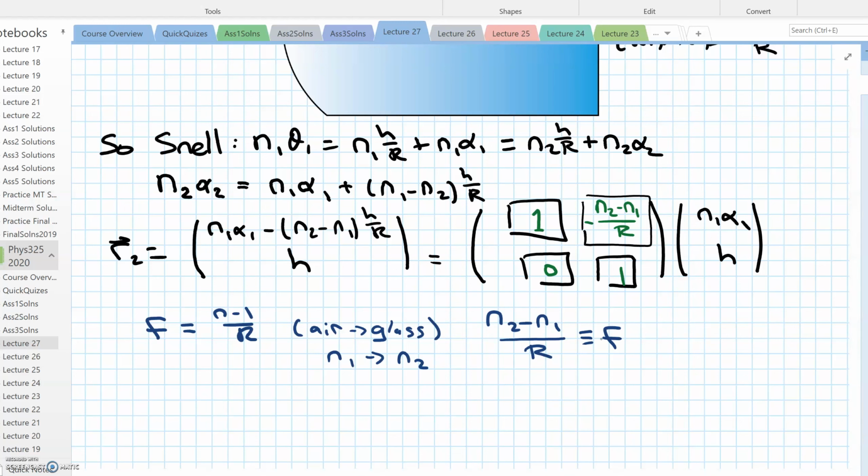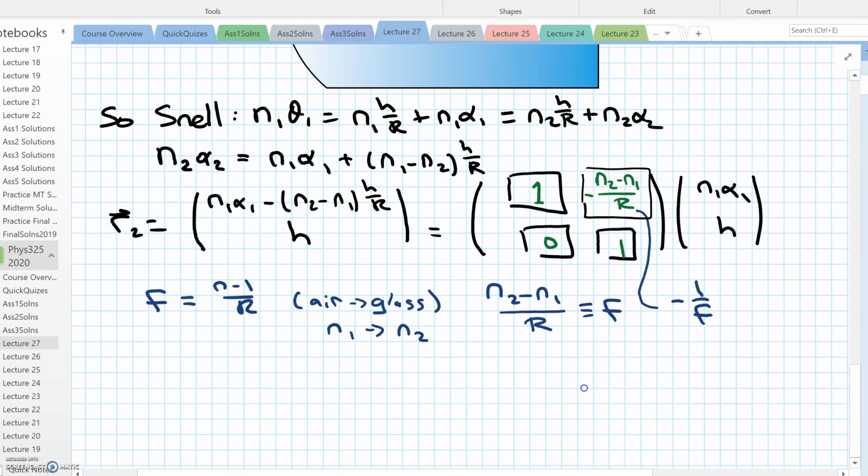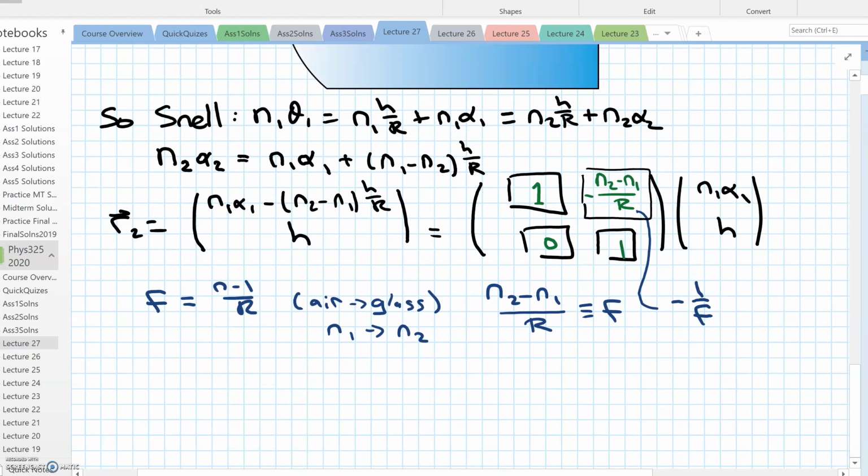Nice. So this whole term here is negative 1 over the focal length of that surface. And there's a word for 1 over the focal length, just like there's a word for 1 over period, and frequency, and so on. There's a term represented by 1 over f, and that's called the strength of the lens, or the dioptric strength. This is because if you have a very short focal length, you have a stronger lens, right?